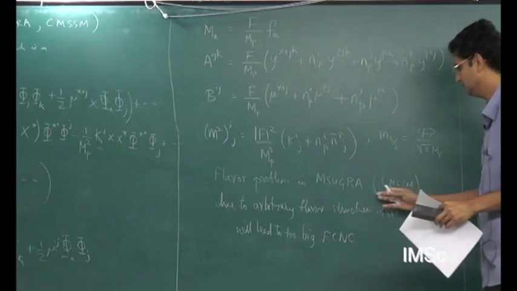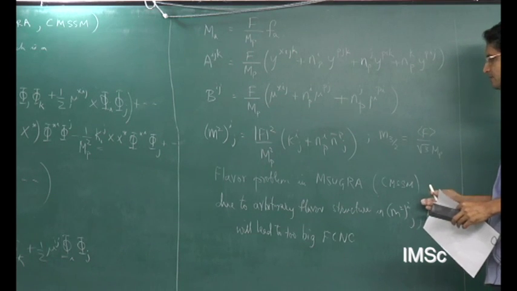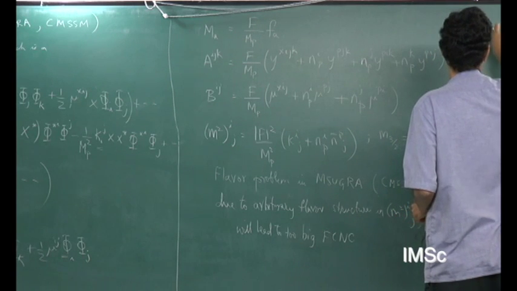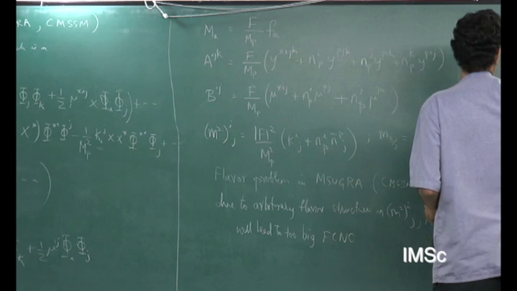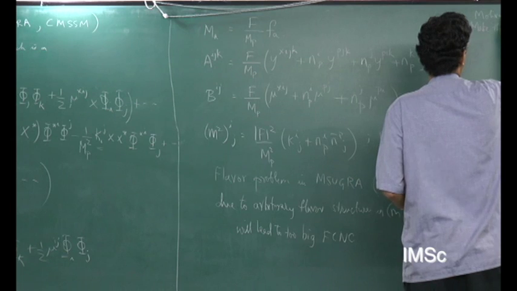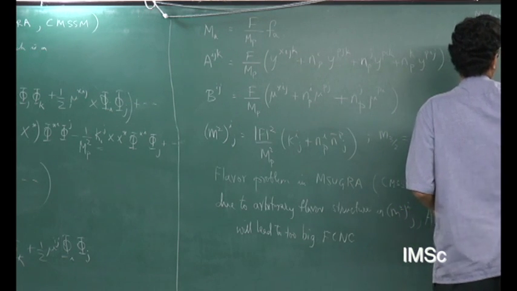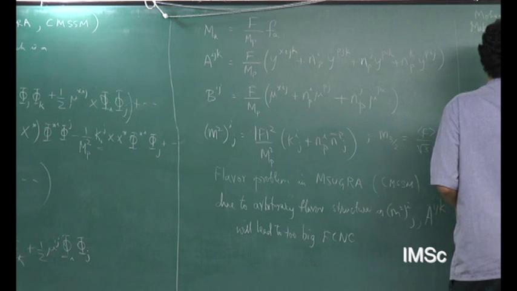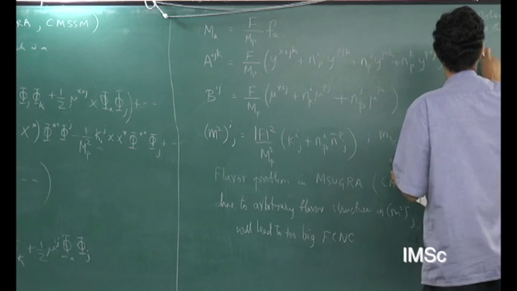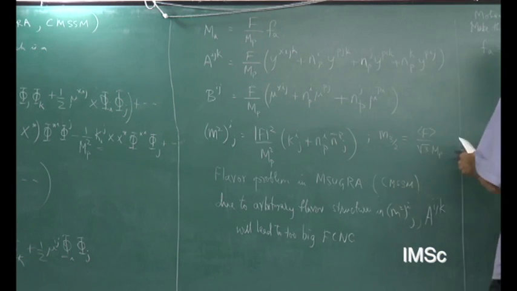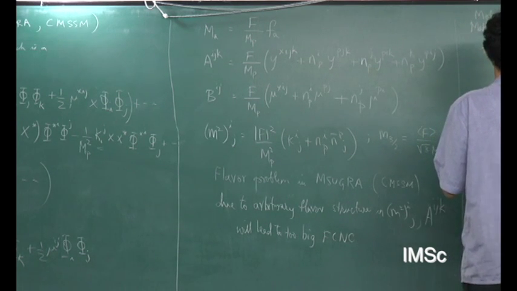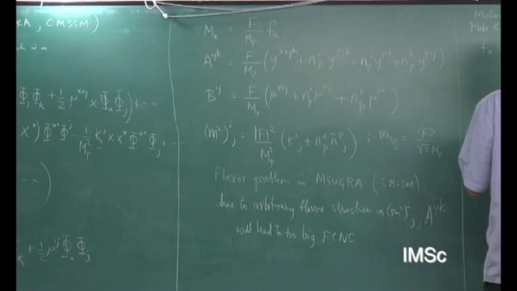So to get this flavor problem under control, what people do is make the hypothesis that all of the Fa is given by a single F and all of the Kij is given by a single K. Same thing for all of this.